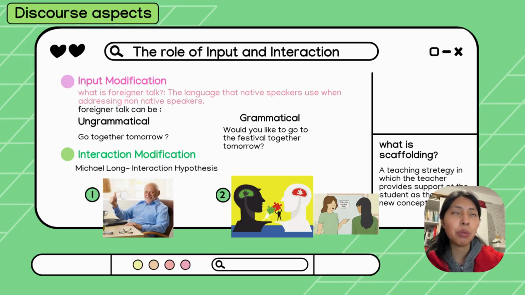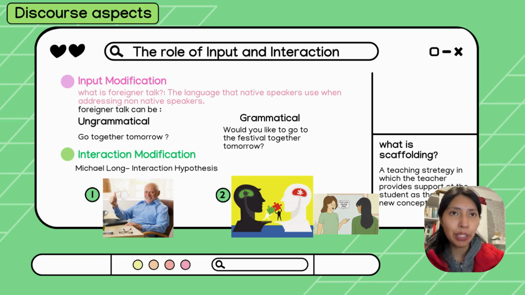And then we have the role of input and interaction. For both, we can see different modification. For example, for input, we know something called foreigner talk, which is the language that the native speakers use to address non-native speakers, that can be ungrammatical or grammatical.